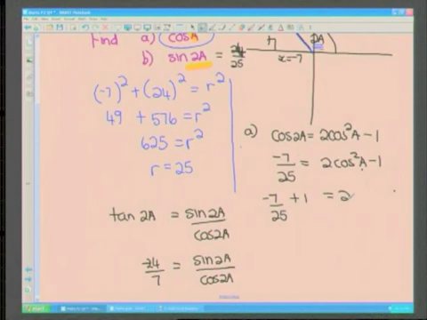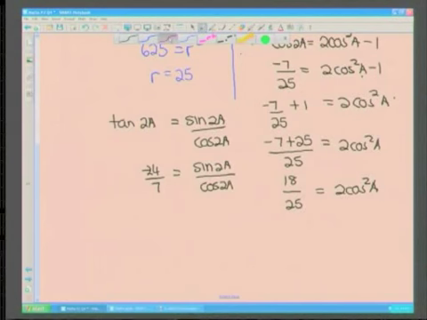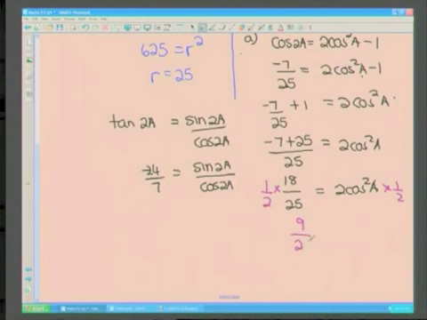And if we do that, we can now add those things. So we can put it all over 25. And we can go minus 7 plus 25, which gives me 18 over 25. And that is equal to 2 cos squared A. Now, what would I do to get the cos squared A on its own? We'll have to divide by 2. Yes, divide by 2. I'm quite a lazy person with this, so what I do is I times by a half on both sides. It's the same thing, and we're going to end up with 9 over 25 equals cos squared A.